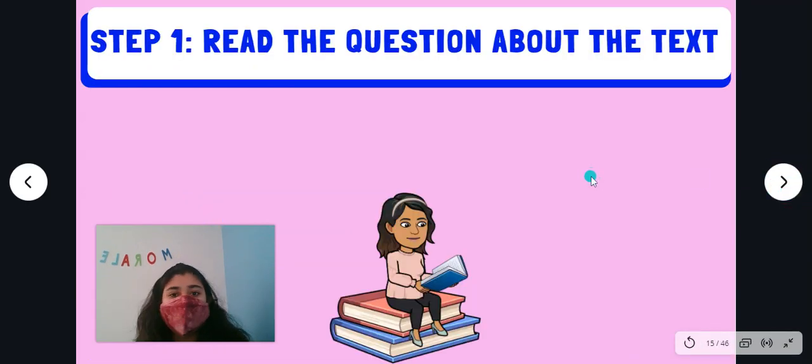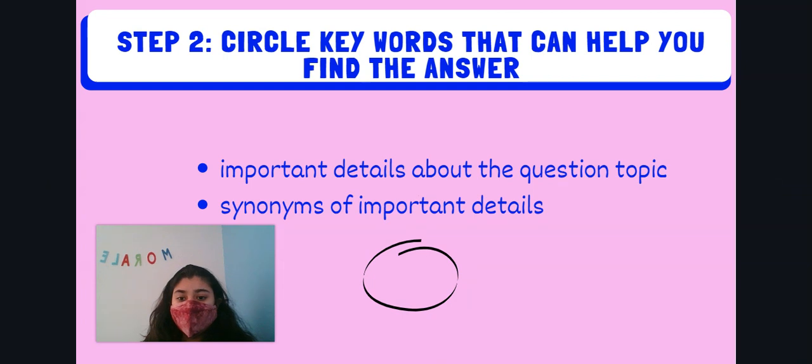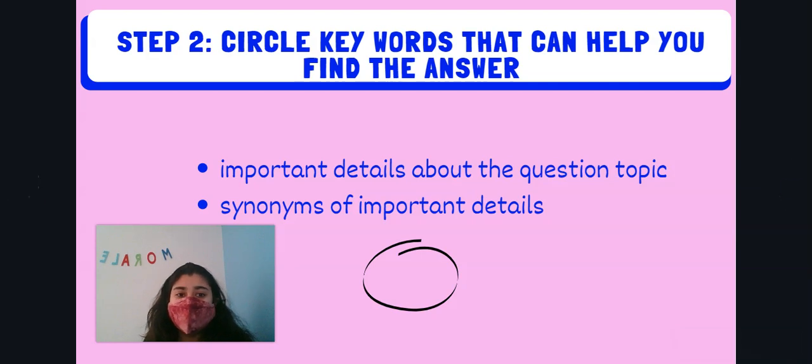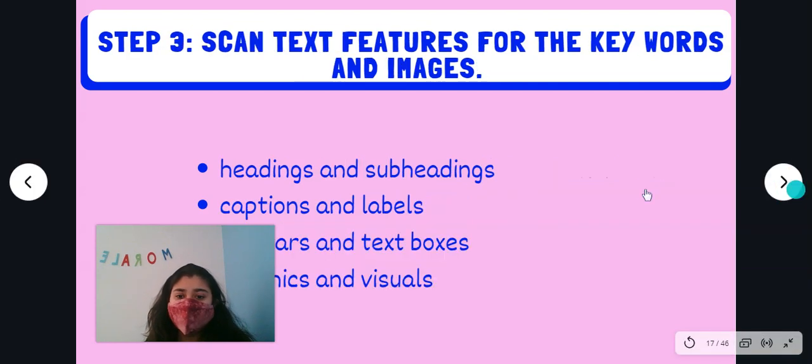So step 1 is really simple. We're just going to read the question about the text. Then we move on to step 2, which asks us to circle the keywords that can help you find the answer. Those keywords are going to be important details about the question topic, or sometimes synonyms, words that mean the same thing as these important details. And these keywords are meant to help you find the correct answer. So it's important that we are circling some key details in the question.